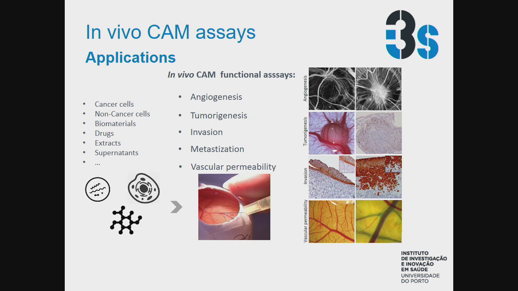Or you can also check vascular permeability. This doesn't have to be in a cancer context, but you can evaluate if the new vessels that are being formed are functional or not. Sometimes they are very leaky if they are not functional. Other times you have new vessels that are working fully. So you can also evaluate this using the CAM assays.